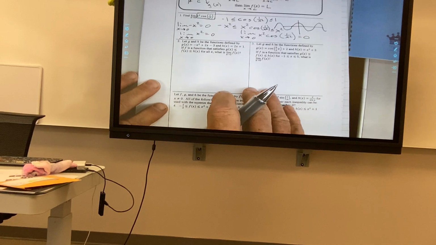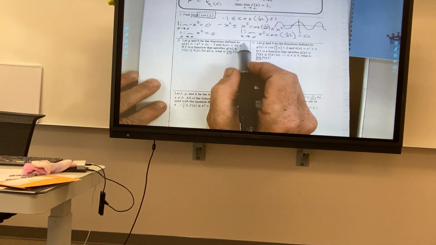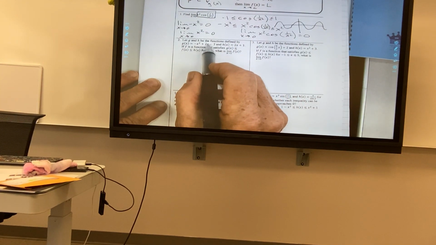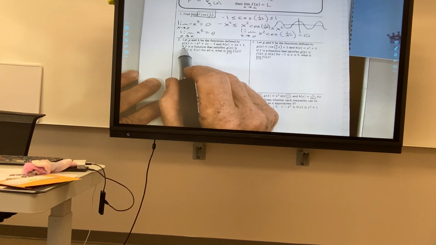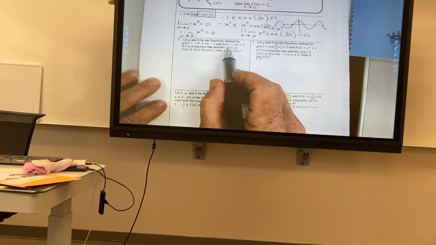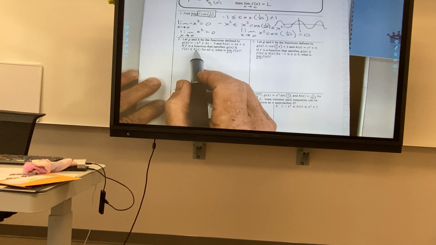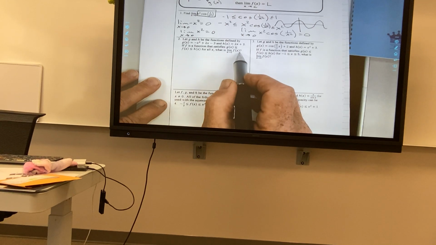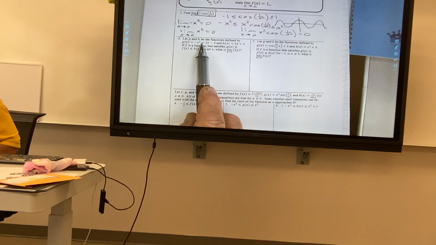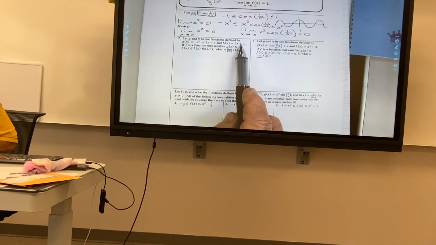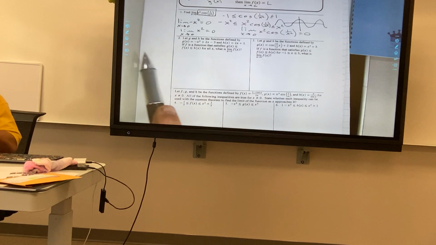let's take a look at this. It says, let g and h be the functions defined by g of x is negative x squared plus 2x minus 3, and h of x is 2x plus 1. If f is a function that satisfies g of x is less than or equal to f of x is less than or equal to h of x for all x, what's the limit of f of x? So it's telling you, you don't know f, but you know this one, and you know this one. And you know that f is in between g and h, correct?